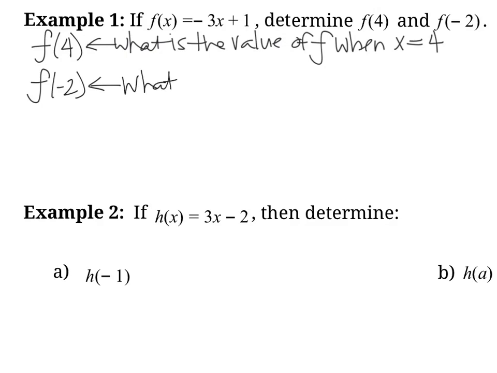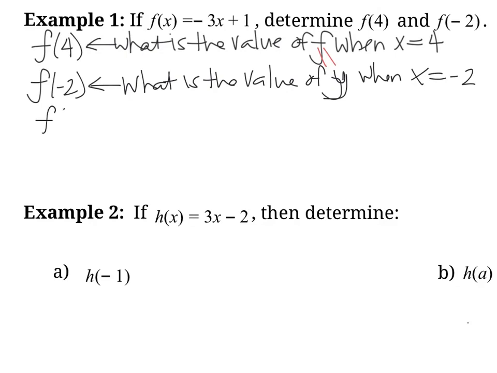What is the value of y when x is equal to negative 2? So these are the exact same things, value of the function and value of y, they're equal. To find these, you'll get really, really fast at it. To start off, I'm just going to start off with the original function, which is f at x equals negative 3x plus 1. Then I'm going to find f at 4.